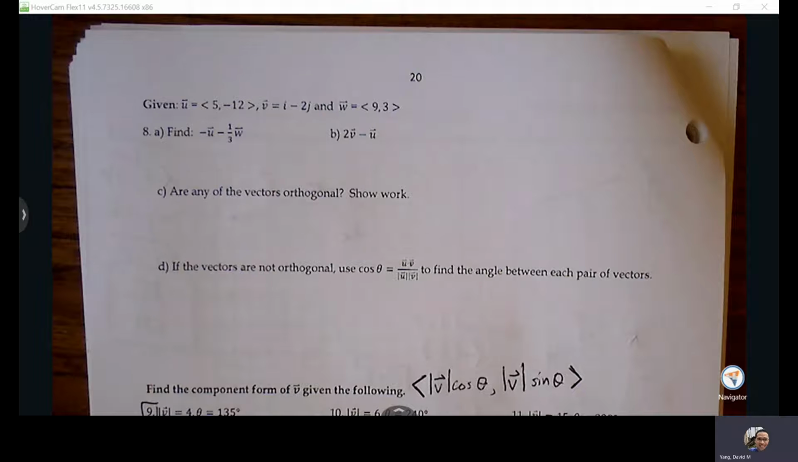8 and 9, 8 A and B are pretty straightforward, right? You're just distributing the coefficient through and then adding or subtracting the vectors.